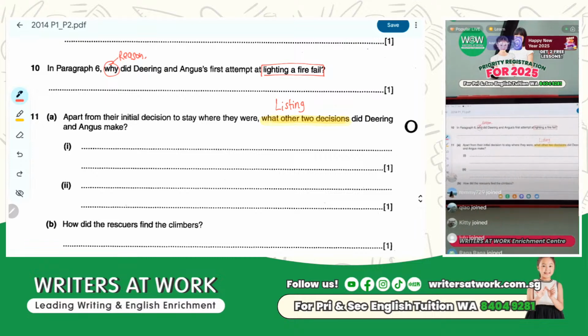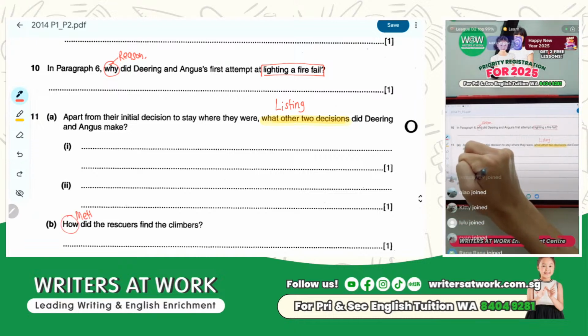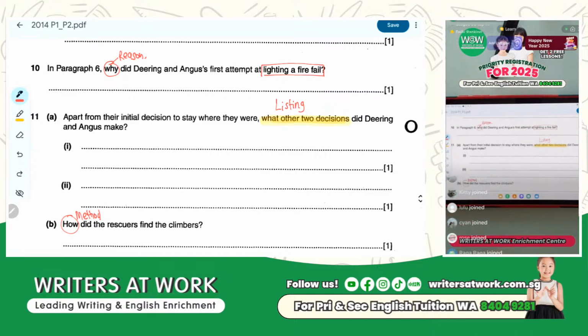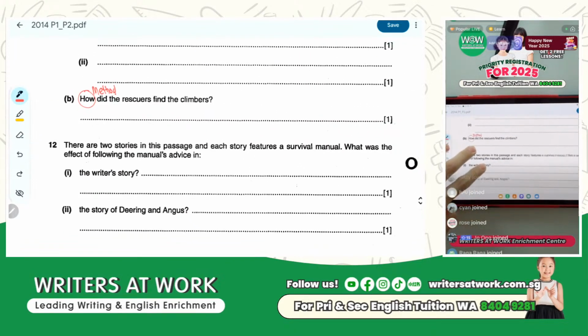Okay, part B, where they ask you how the rescuers found them. So this refers to a method. So is it by helicopter and they saw maybe the fire or the help sign? These kind of things. Then moving on, question 12 here.